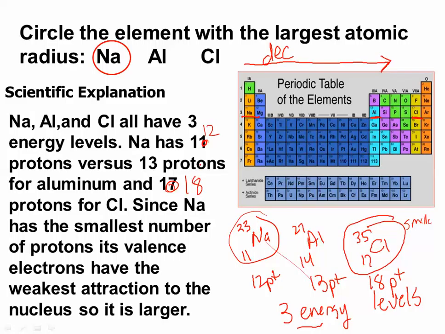18 protons for chlorine. So since sodium has the smallest number of protons, its valence electrons have the weakest attraction to the nucleus, so it's larger than the others. So that's our explanation for why sodium is largest. To figure it out, you have to use this trend that across a period, atomic radius decreases.